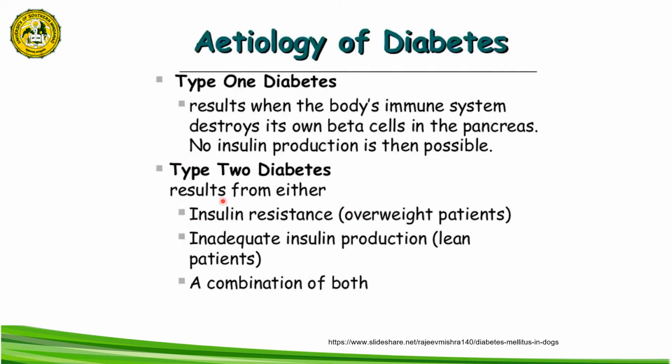We also have another type, which is type 2 diabetes. This results from insulin resistance. So when we say insulin resistance, that is the inability of the cells to use insulin, which inhibits the cell's capability to absorb and then to use glucose in the metabolic process. Another is that type 2 diabetes can also result from inadequate insulin production or a combination of these two, insulin resistance and inadequate insulin production.